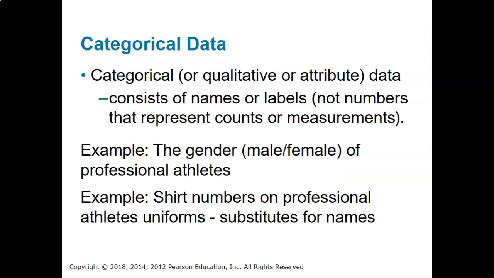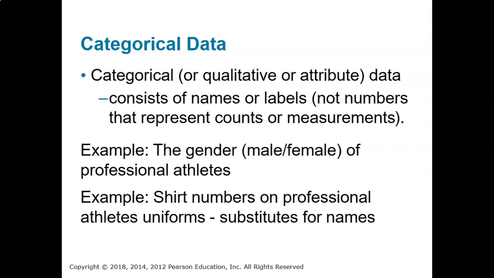We look at categorical. Categorical data can also be called qualitative or attribute data. This is data that consists of names or labels, but not numbers that represent counts or measurements. So this would be things like gender, shirt numbers on professional athletes' uniforms. It could be your religious preference. It could be your political preference. It could be all kinds of different things. And it can be numbers, just not numbers that represent counts or measurements.